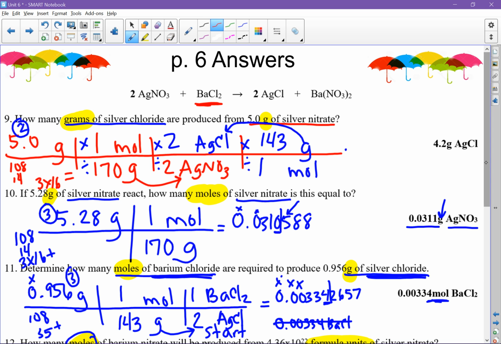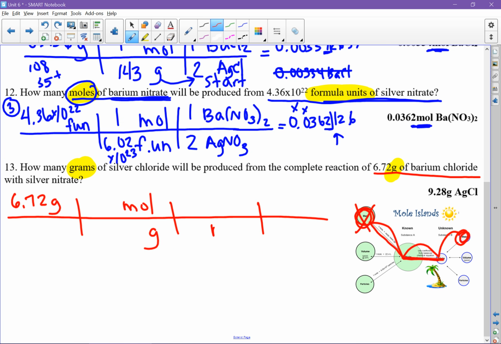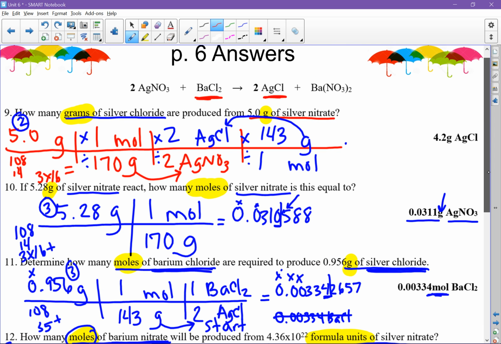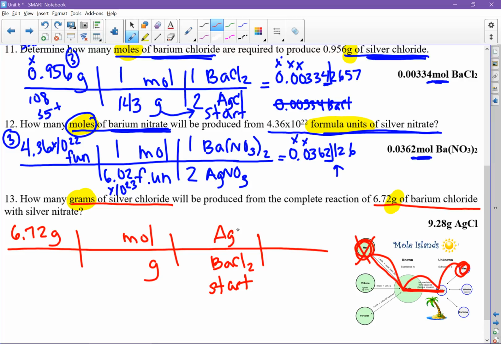So let's write that formula. That was the starting chemical. Whenever you do this, the starting chemical goes down on the bottom. I'm looking for grams of silver chloride. If I look for that in the reaction, that's here. So AgCl is the new chemical that I want. Okay, so I'm done with that. The last step, I'm going to go from moles up to grams. I'm looking for grams, so moles will go down here.